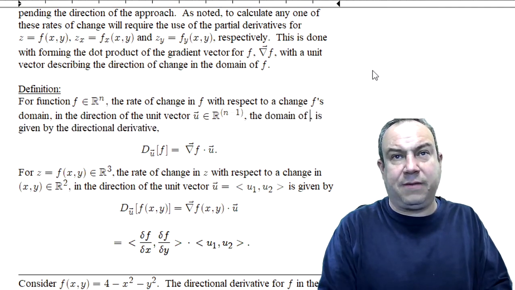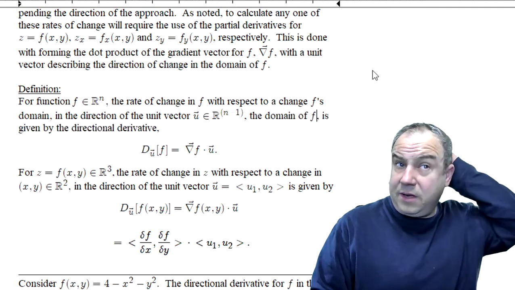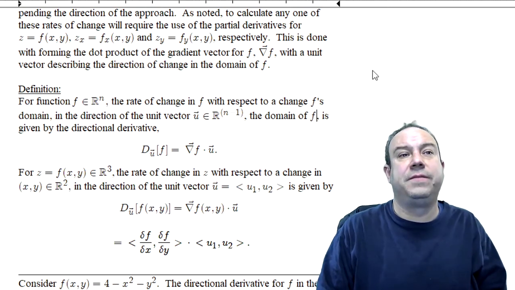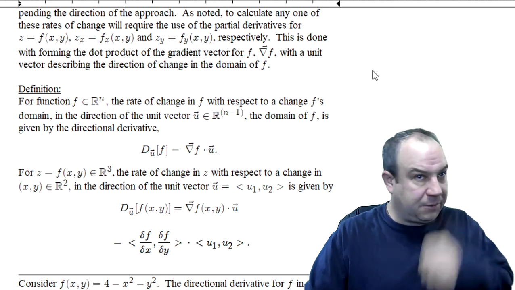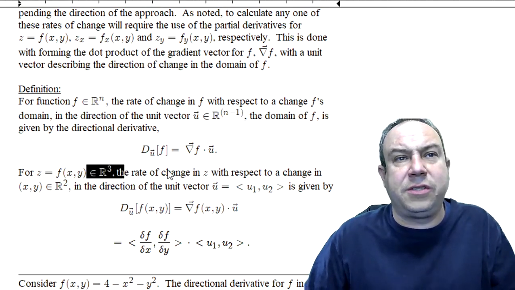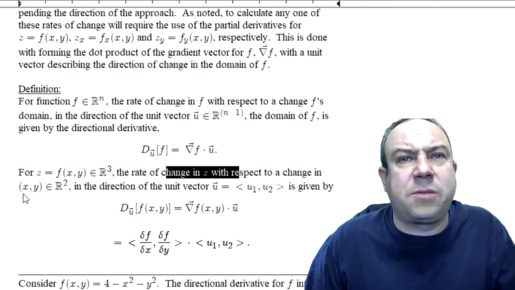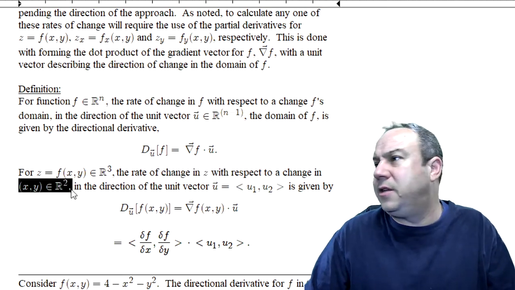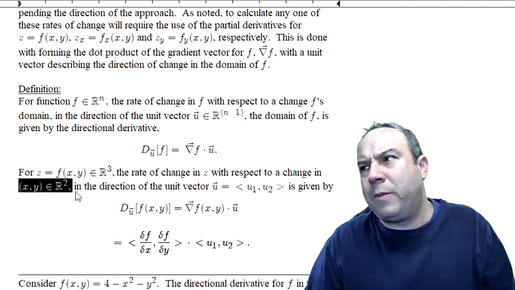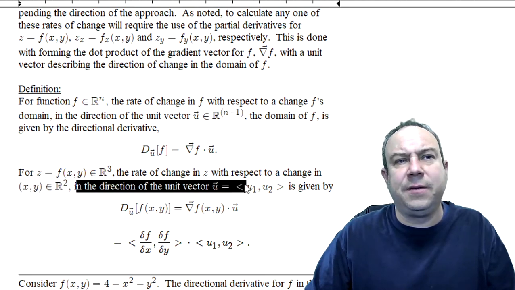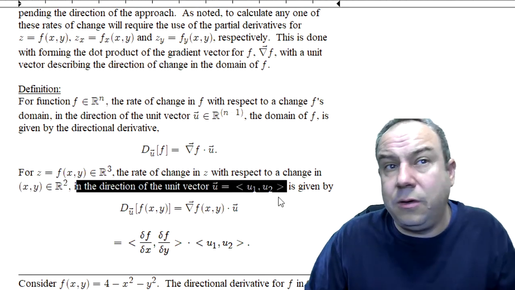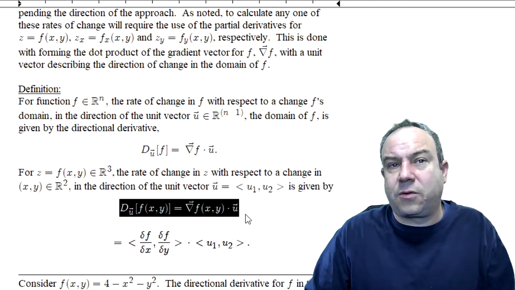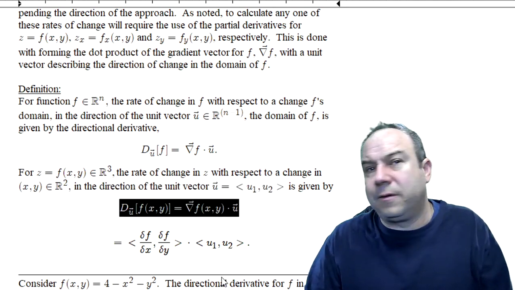The domain of f is given by this directional derivative. Now, we can get specific to the case of three-dimensional space. For z equal to f of x comma y contained in 3 dimensions, the rate of change in z with respect to a change in x comma y contained in 2 dimensions, again, the domain of f in this case, is in the direction of the unit vector u1 comma u2, will be described by this calculation seen here.